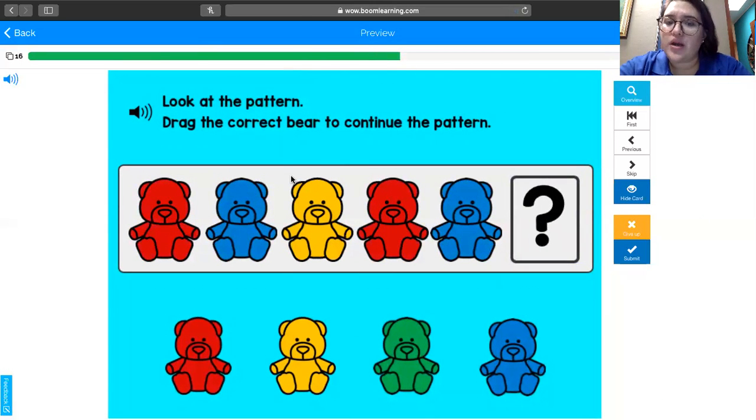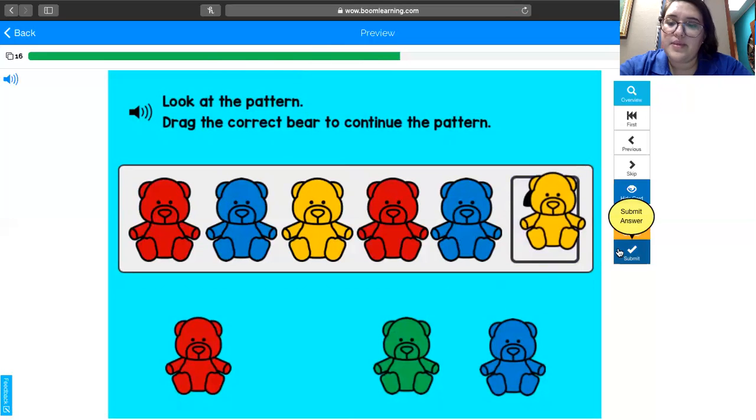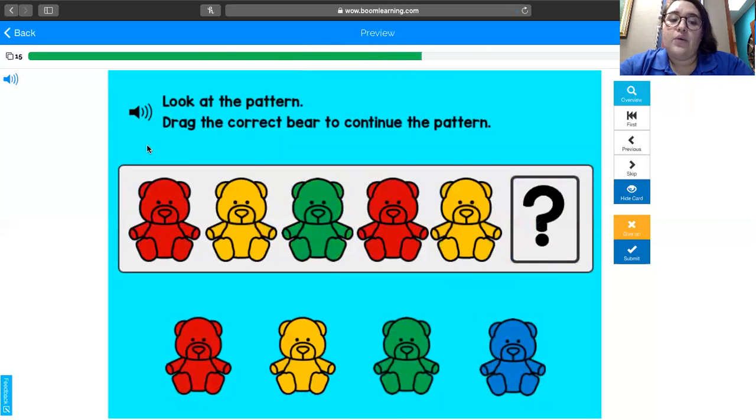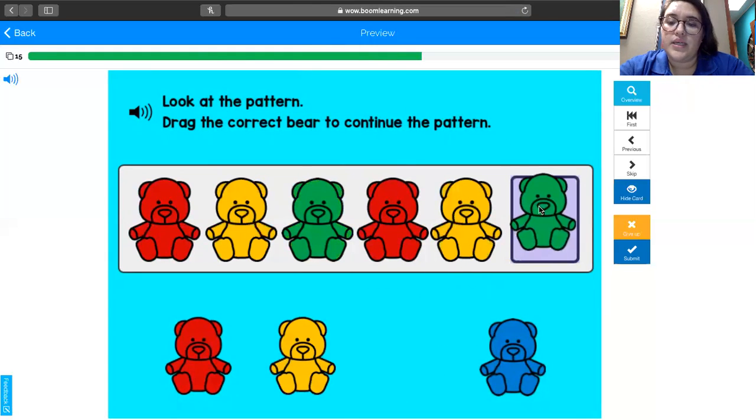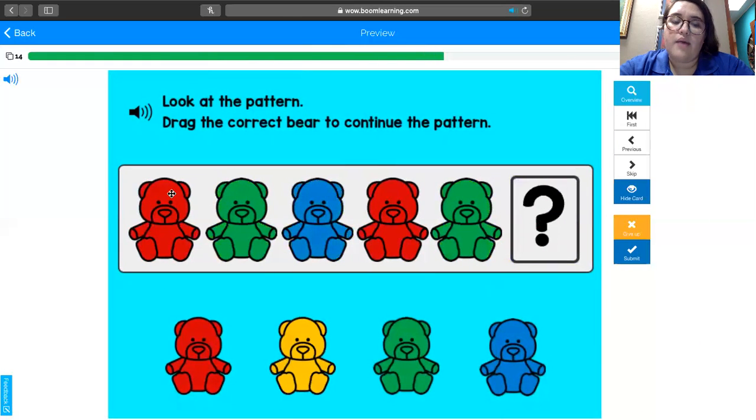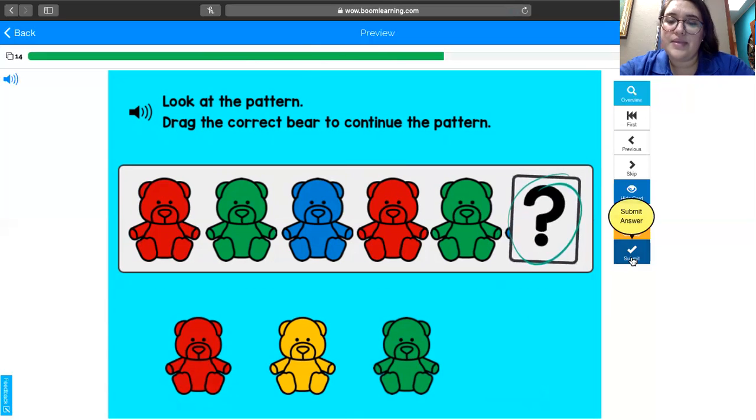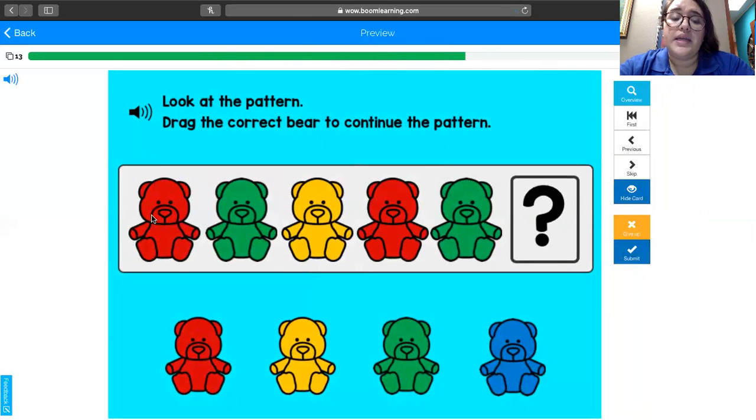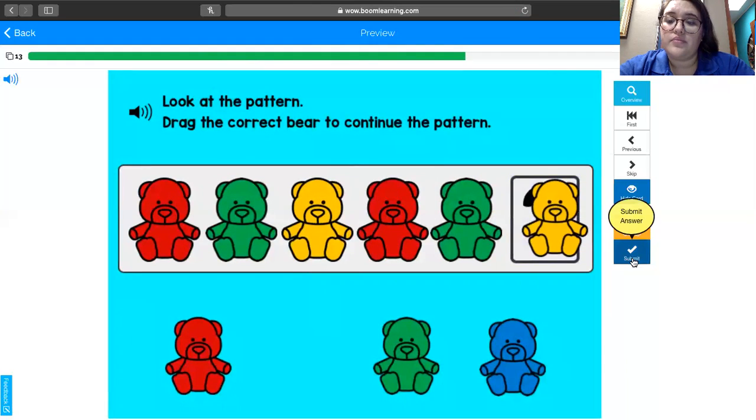So now we have three colors, and the name of this pattern is A, B, C. So we have red, blue, yellow. Red, blue, yellow. An A, B, C pattern. Now we have red, yellow, green. Red, yellow, green. ABC pattern. Now we have red, green, blue, red, green, blue. ABC pattern as well. Now we have red, green, yellow, red, green, yellow. ABC pattern.